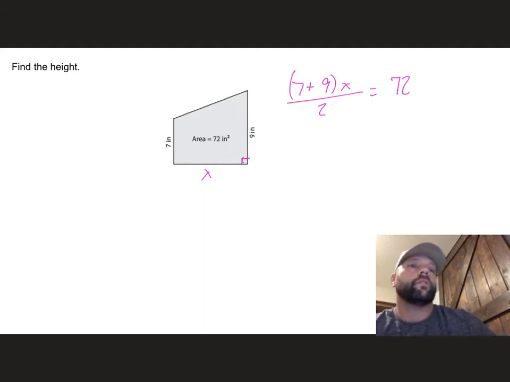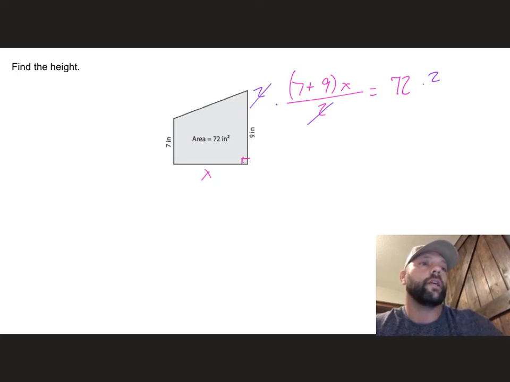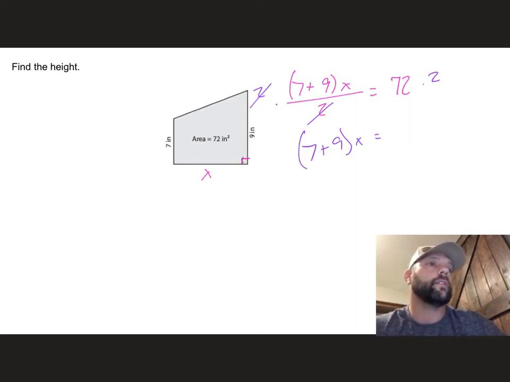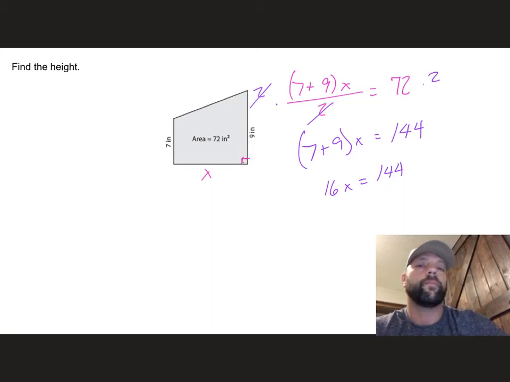What I would start off with is multiplying both sides by 2, because then that gets rid of your division sign down there. So I have 7 plus 9 times x is going to equal, and if I take 72 times 2, that gives me 144. Now I want to add 7 plus 9, which is going to give me 16x equal to 144. Now 16x is multiplication, so I'm going to divide both sides by 16.